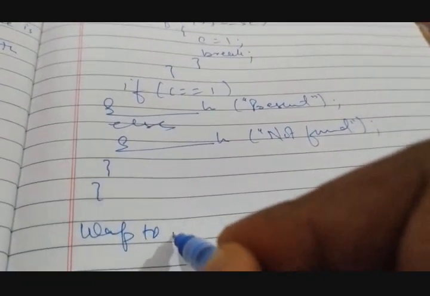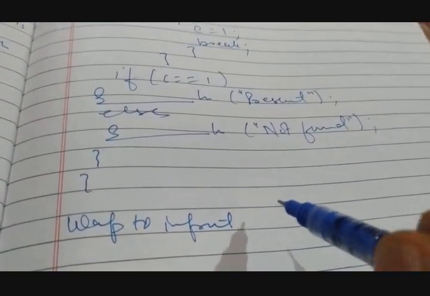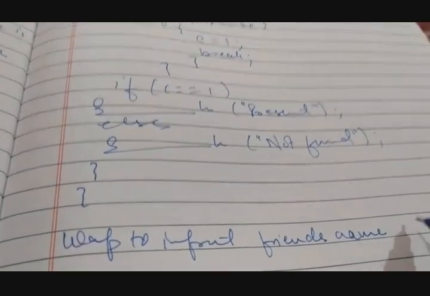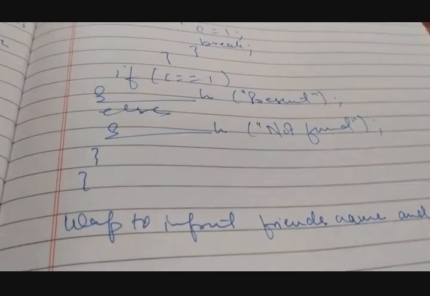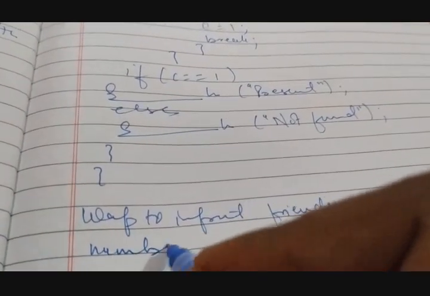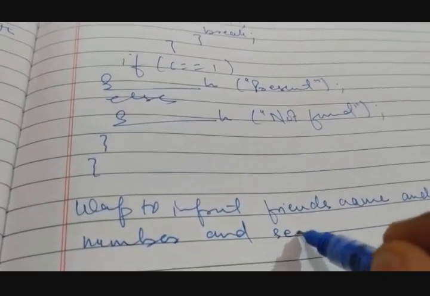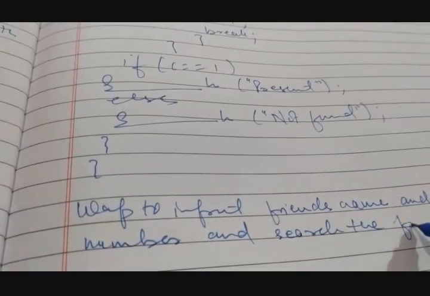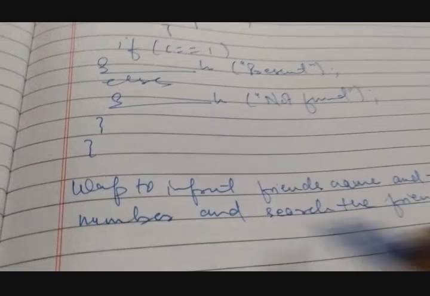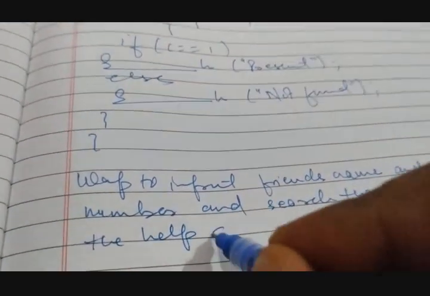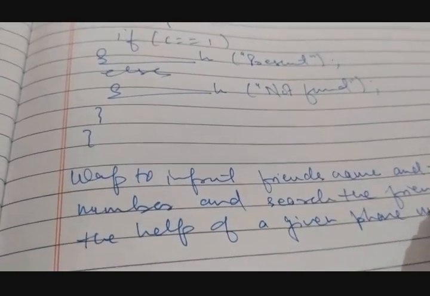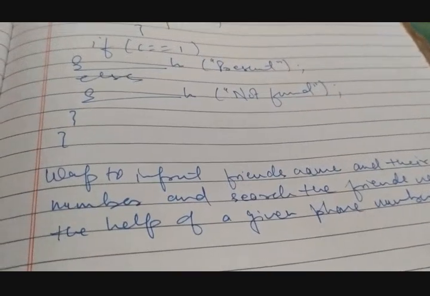We have to input friend's name and their telephone number and search the friend's name with the help of a given phone number.